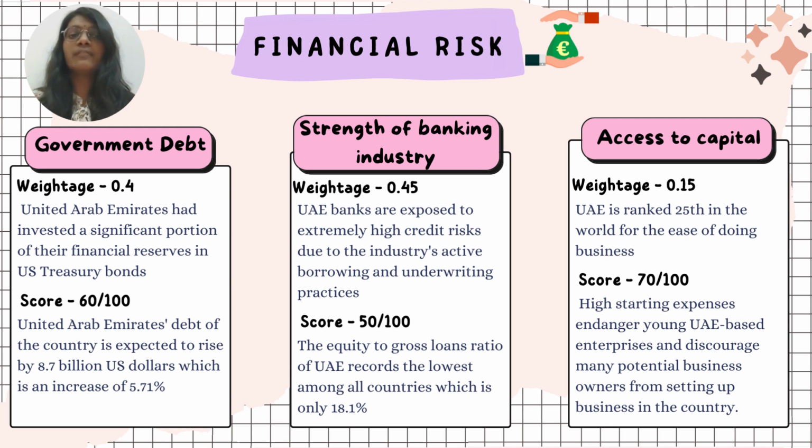The score is 50 because the equity to gross loans ratio in UAE records the lowest among other countries. Access to capital weightage is 0.15 because UAE is ranked 25th in the world for ease of doing business. The score is 70 because high start-up expenses endanger young UAE-based enterprises and discourage businesses.